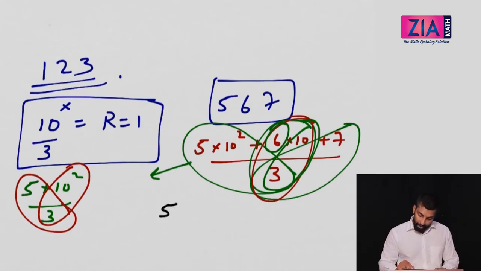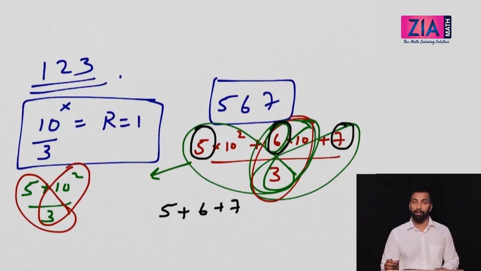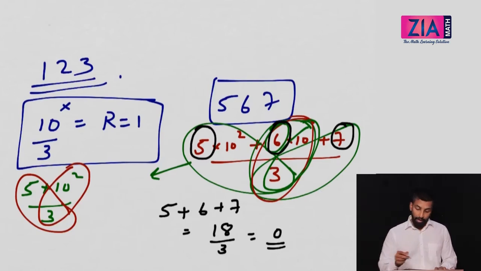You can take 5 plus 6 plus 7. Why? Because 5 is the remainder here, 6 is the remainder here, 7 is the remainder here. Then when you take sum, you get 11 plus 7, which is 18, which is greater than 3. So you further divide with 3, you get remainder 0. So that is why you take sum of digits.